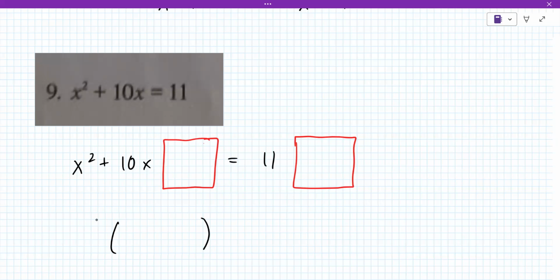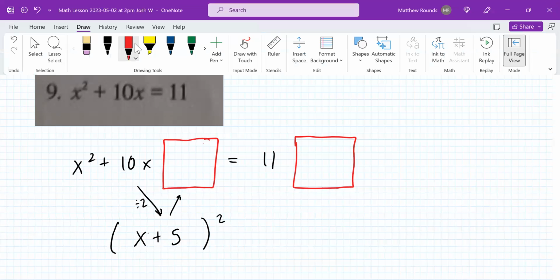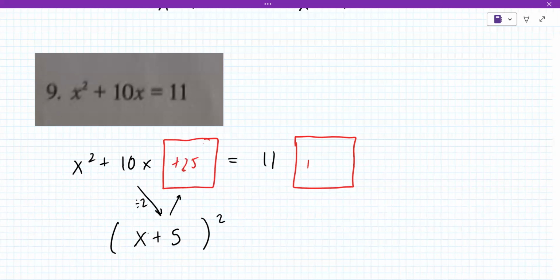Hang on, you're going too far. I want to just confirm some steps here. So what goes in parentheses down here? That would be x plus 5, squared. And then what number goes in the red? You said it correctly, 25. Yeah, plus 25, plus 25.